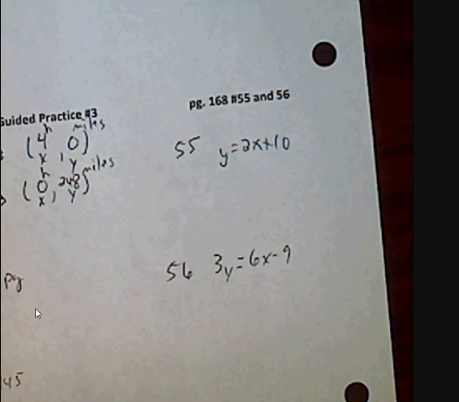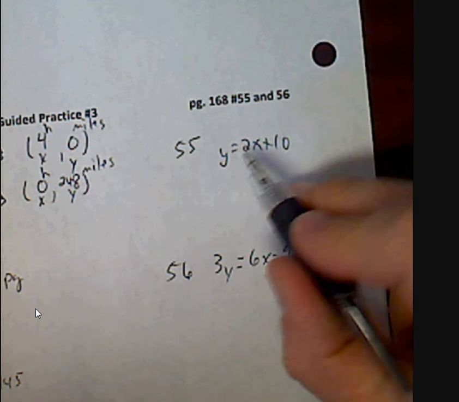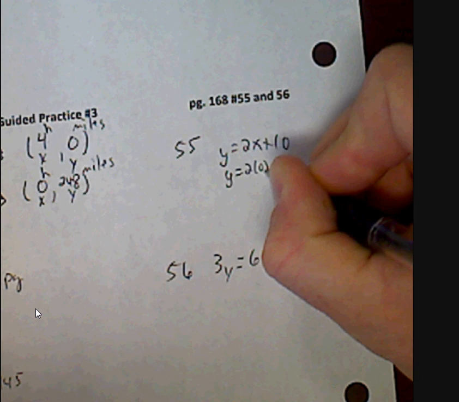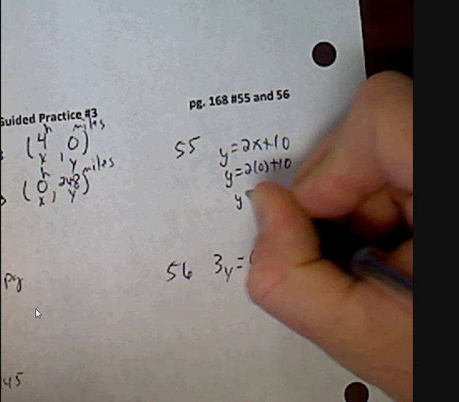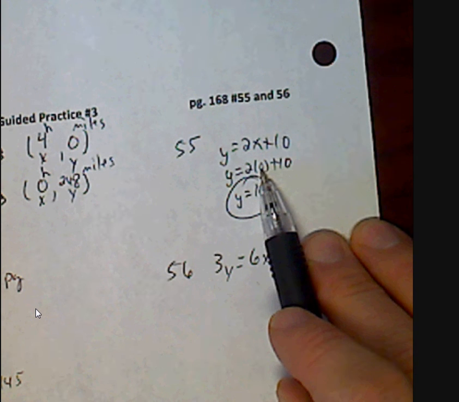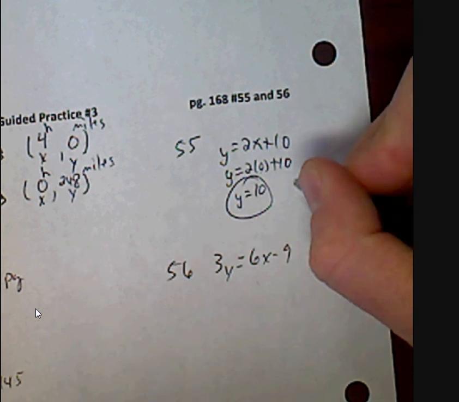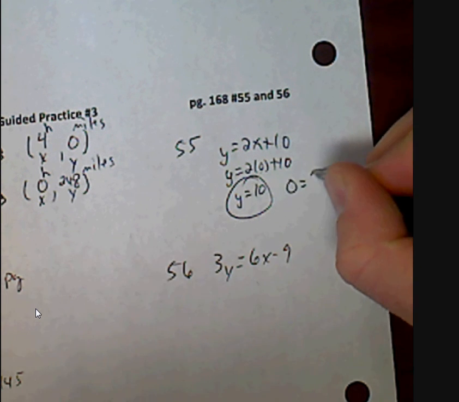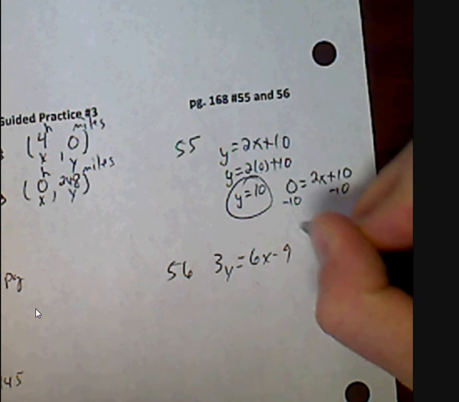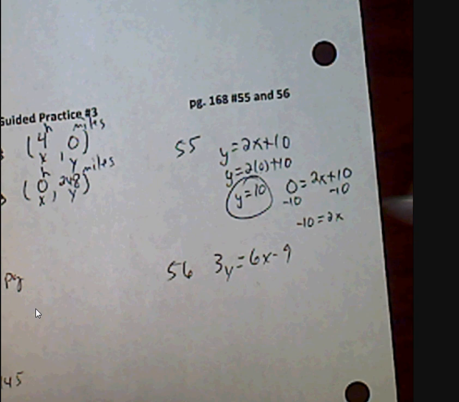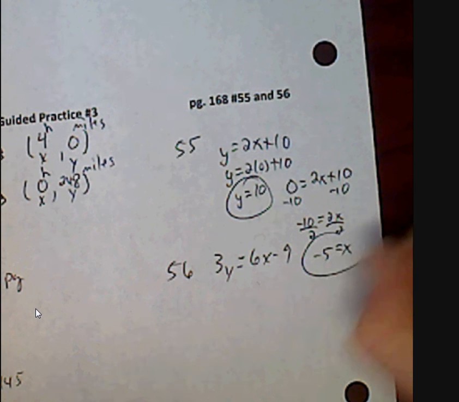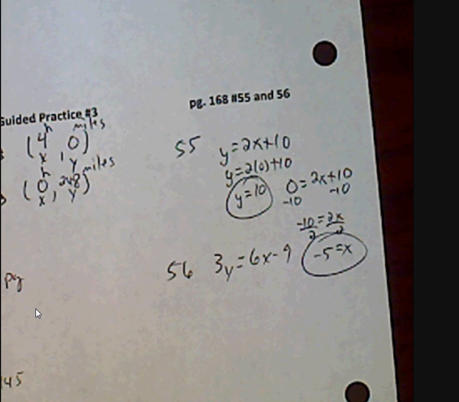So on number 55, if I need to find the intercepts, I plug in 0 for each. Let's plug in 0 for x, so 2 times 0 plus 10. So y would be 10. There's my y-intercept, because 2 times 0 is 0. My x-intercept is when I plug in 0 for my y, so I have 0 equals 2x plus 10. Solving for x, negative 10 equals 2x. Divide by 2, and I get negative 5 equals x. So my x-intercept is negative 5.